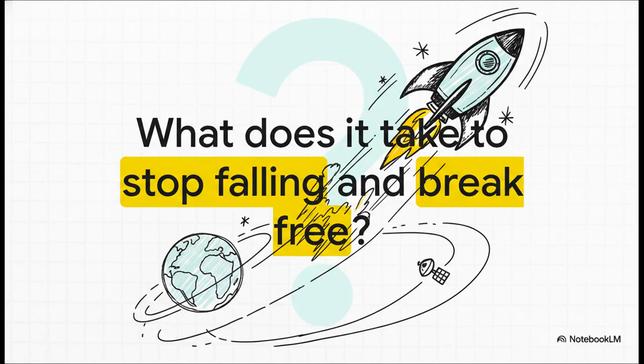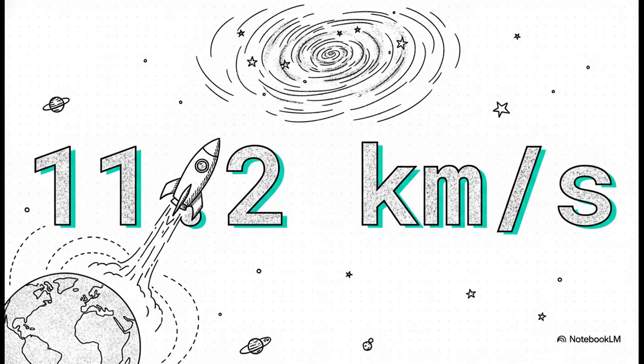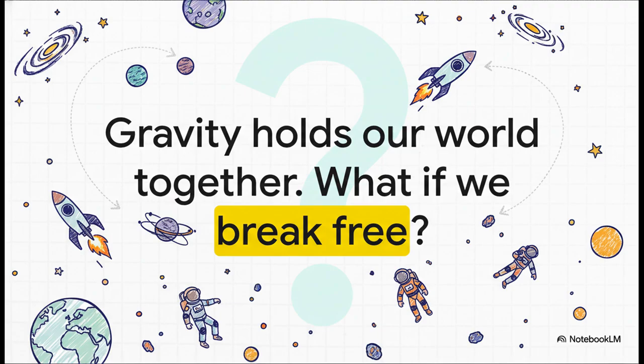But what if you wanted to go even faster? I mean, what would it take to just beat gravity completely and never fall back at all? That speed has a name. It's called escape velocity. And for Earth, that is a mind-boggling 11.2 kilometers per second. That's almost 25,000 miles per hour. If you can get an object moving that fast, you will break free from Earth's gravitational pull for good. You're not coming back.